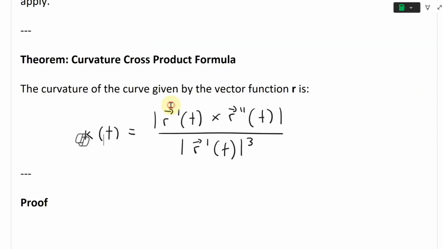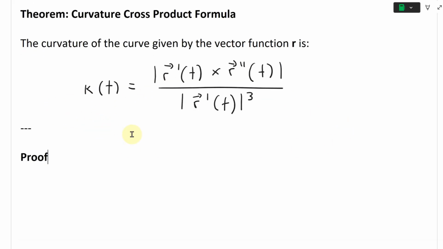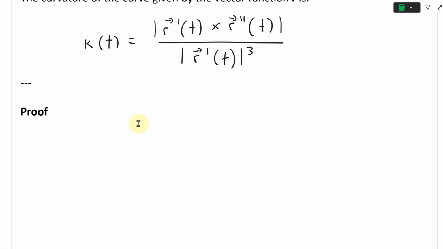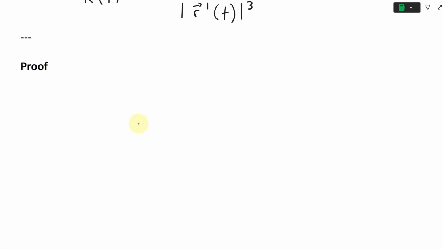So let's continue further. Now I'll go over a proof of this. Here's the theorem, and we're going to prove this cross product curvature formula. To do that, we start off with the unit tangent vector T of t. Remember, this equals the derivative of the vector function at t divided by its magnitude, the length of the derivative.